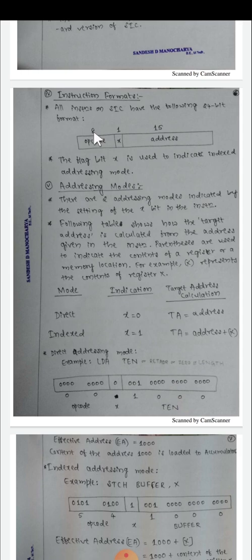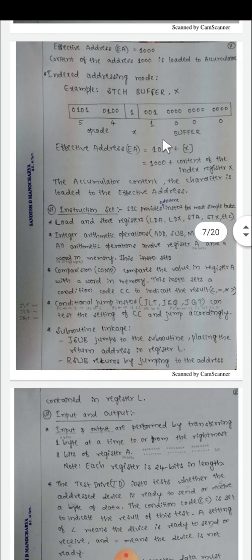The opcode occupies 8 bits, flag bit x occupies 1 bit, and address occupies 15 bits. This is for direct addressing mode. Here we are calculating the effective address. Effective address is also called the target address, and here we have assumed that its value is 1000. So the address 1000 is directly taken as the target address. The content of the address 1000 is loaded into the accumulator register.